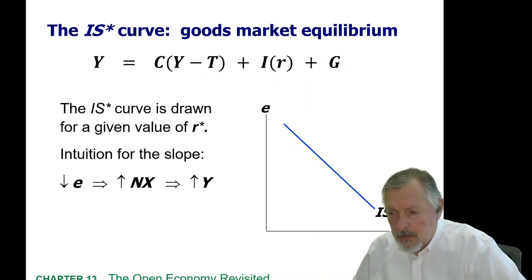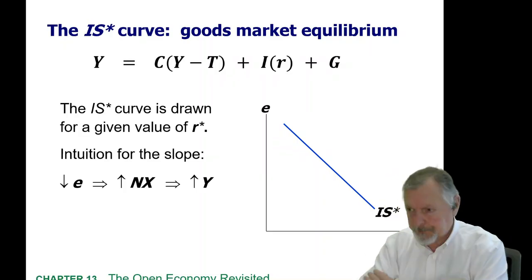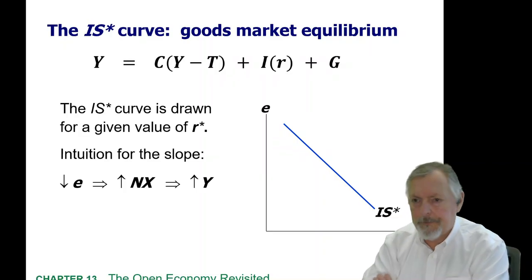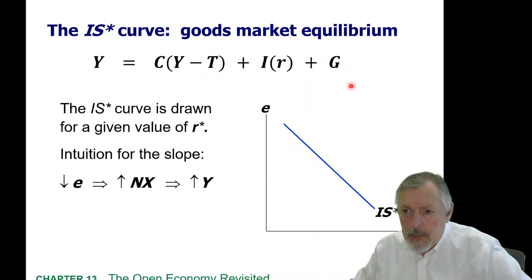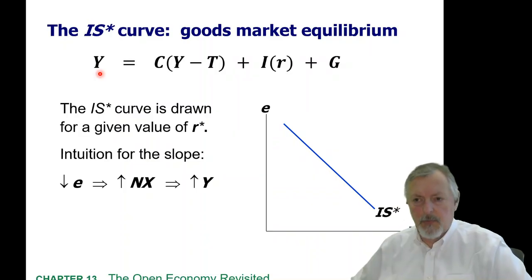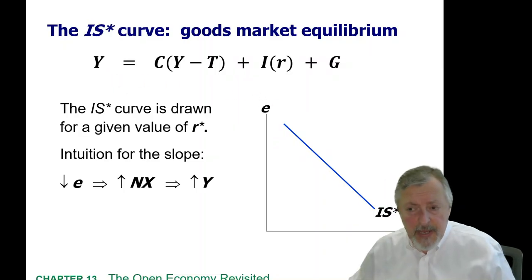The ISLM model shows the combination of output and domestic interest rate that bring this equation into balance. Now notice that the interest rate and output are the only two endogenous variables. Everything else is just a given. That's why the graph is plotted with those two variables on the axes, output on the horizontal and interest rate on the vertical axis.